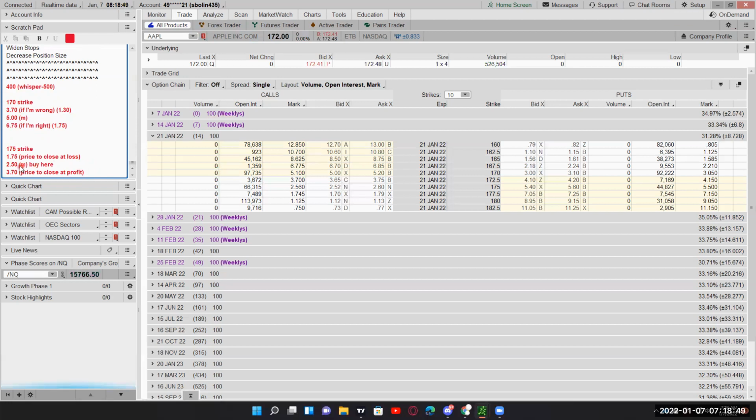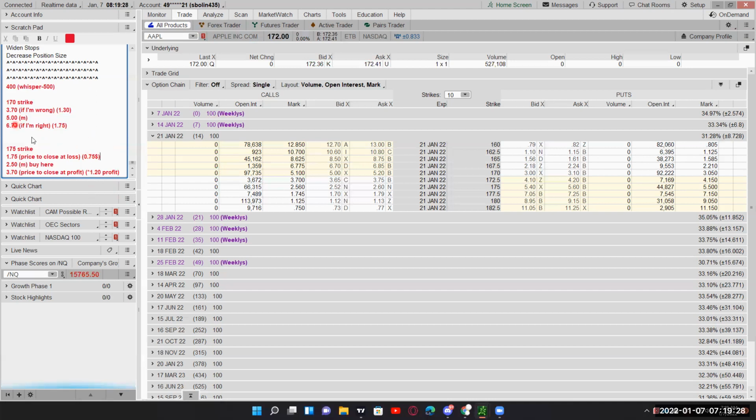Simple math again. If I bought it at 250 and I sell it for 370, then I made $1.20. Or I could have an expectation of making $1.20. And if I bought it for 250 and I'm wrong and I lose and I close it at $1.75, then I lost 75 cents. So this is a lot closer to a 2-to-1. It's not a 2-to-1, but it's a lot closer. If I'm wrong, I'm going to lose 75 cents. And if I'm right, I'm going to make $1.20. So it almost has its own built-in risk to reward.